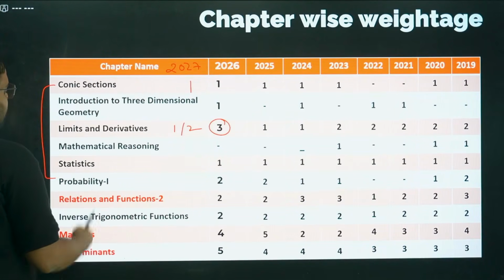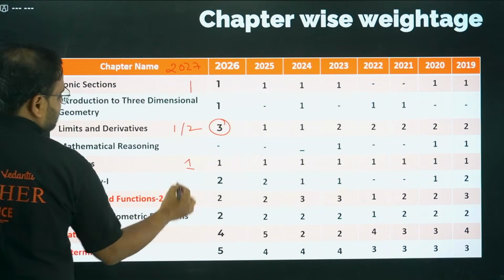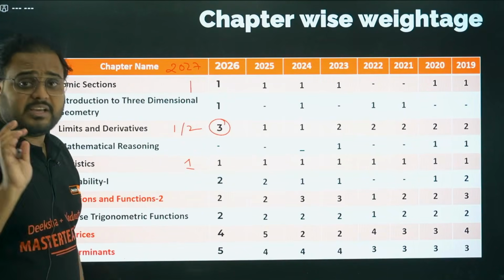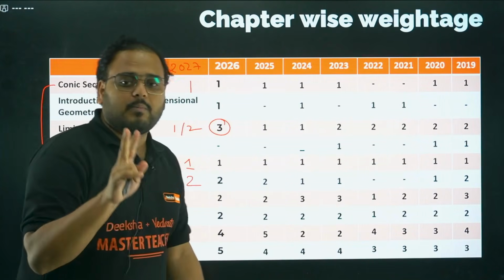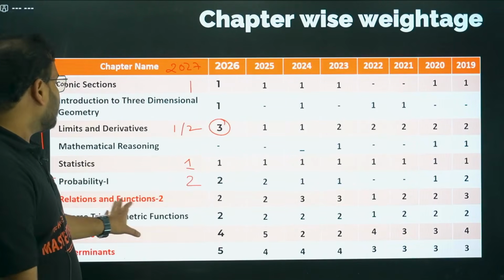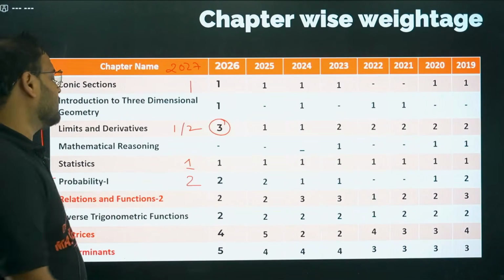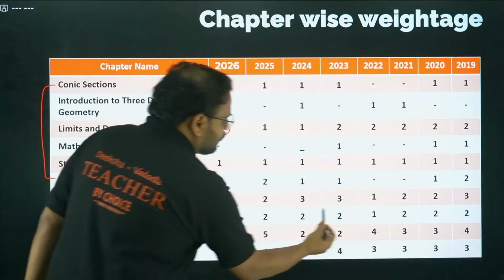Statistics, 1 question is almost fixed every year. Probability of first PUC, the easier part, every year 1 to 2 questions are asked. This year also you can expect 2 problems from this. Okay, relation and function, 2 questions are fixed every single year, so you can expect this year also 2. You can expect 2-3 questions.